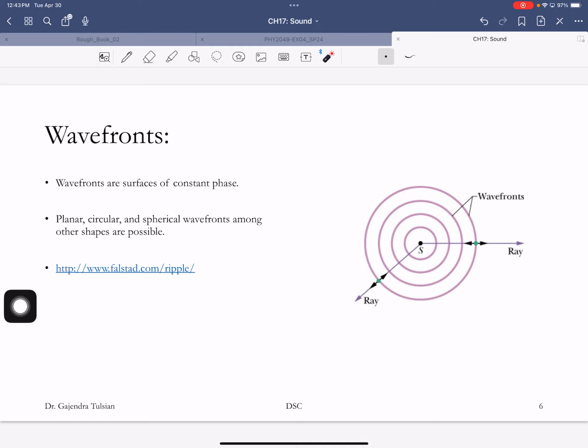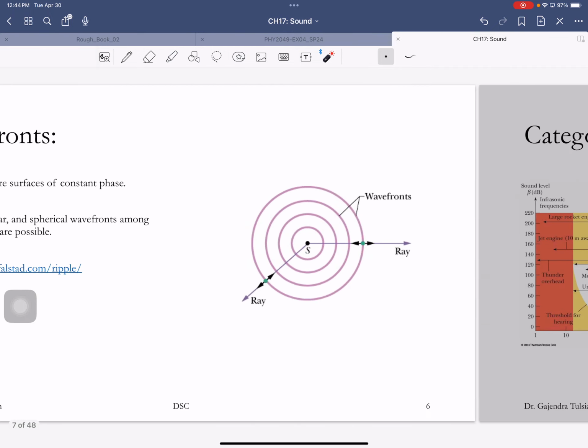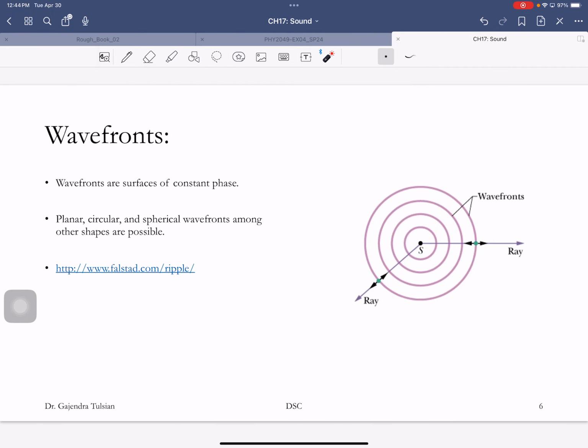Okay, so planar, circular, and spherical wave fronts are possible. Planar, you have a plane wave front. I guess from the sun, what is reaching us is a plane wave front. And spherical wave fronts are if you have a point source of light, it generates spherical wave fronts and so on. So wave fronts are surfaces of constant phase.